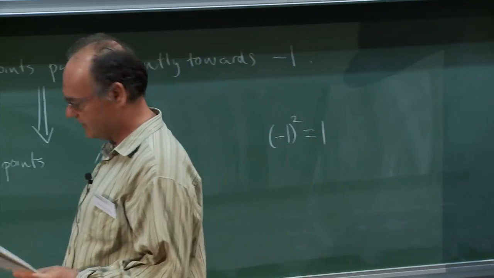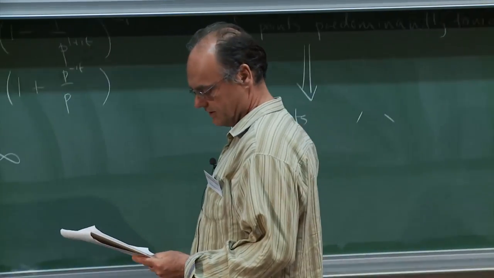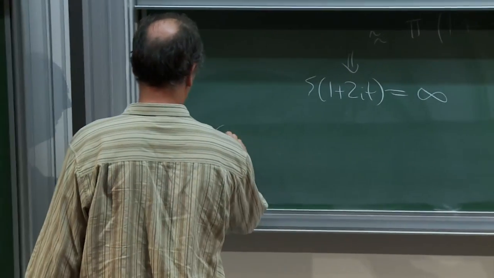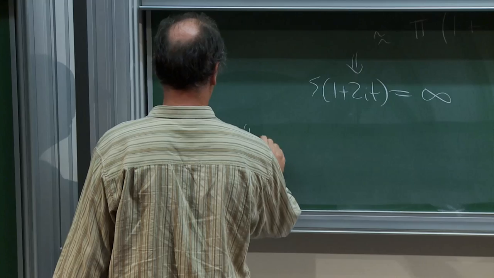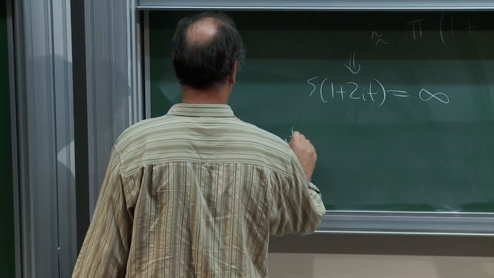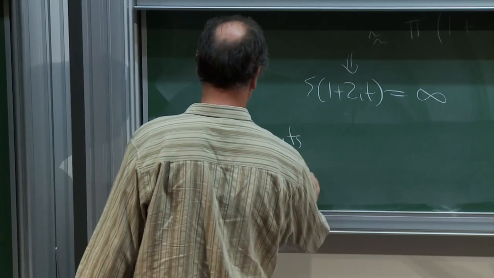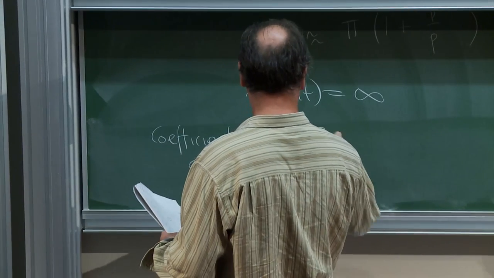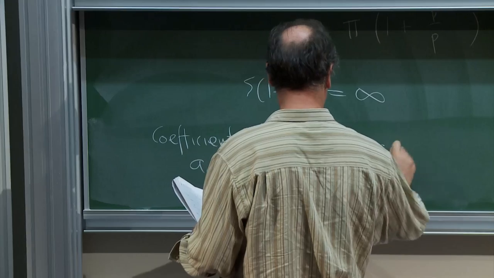So to do that, I'm going to make a definition. I guess I'll use the bottom of this board. So for coefficients a_n greater than or equal to 0, let me define the distance between two functions.